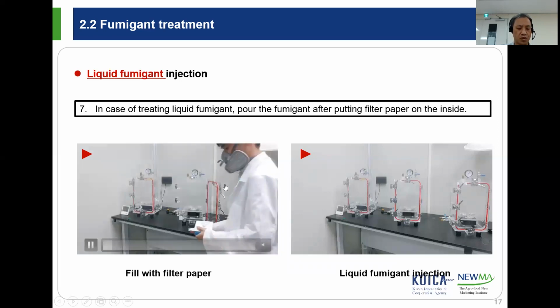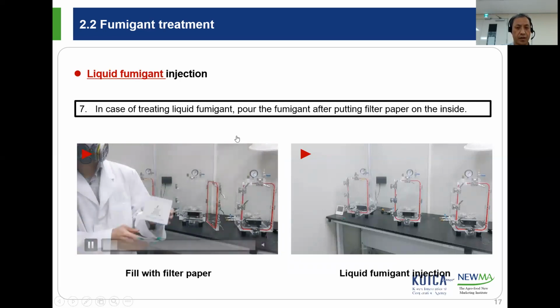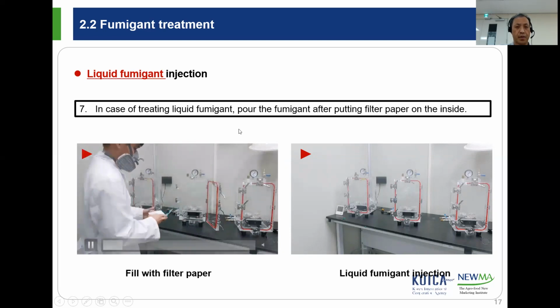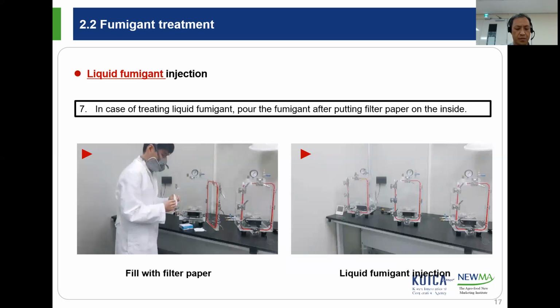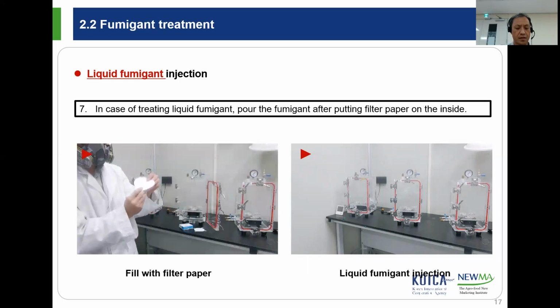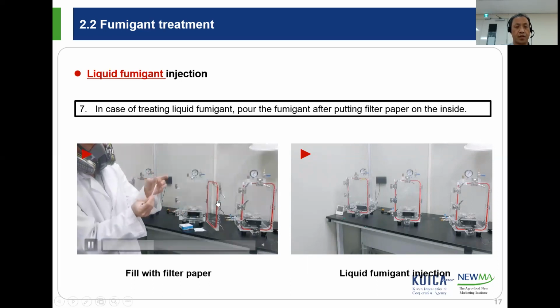In case of treating a liquid fumigant like ethyl formate, pour the fumigant after putting filter paper on the inside, like in this video. You need to put the filter paper in the chamber before injection of ethyl formate.